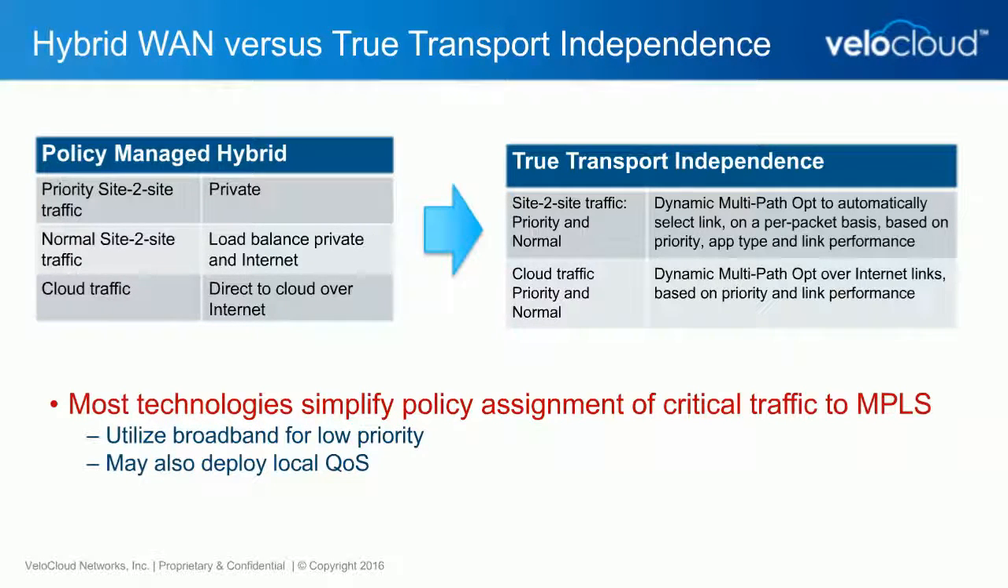The three rows basically say that priority site-to-site traffic, so corporate traffic going from a branch back to the headquarters or the data center, is strictly assigned or limited to the private circuit. Only what they call normal traffic, or less important site-to-site traffic, can start to use the internet, but then this traffic is simply load balanced between the private as well as the public capacity. And very interestingly, the cloud traffic on the bottom uses the internet because it's going to the cloud, but no distinction is given to the priority of the traffic.